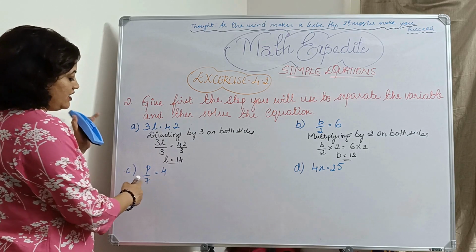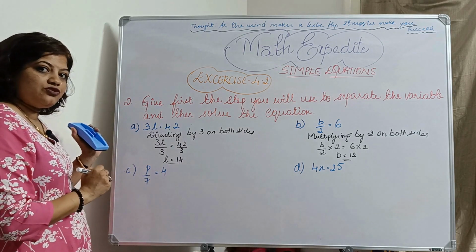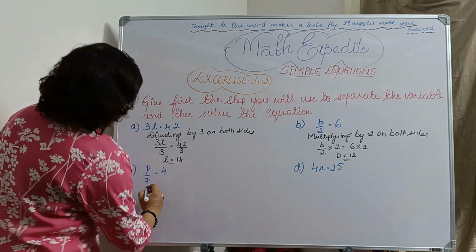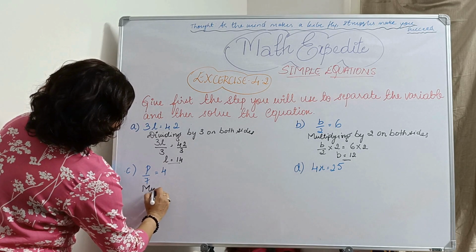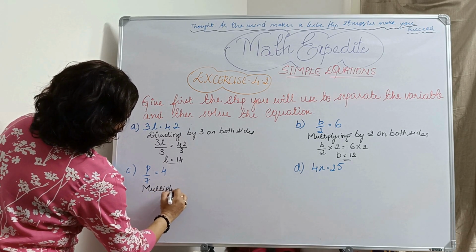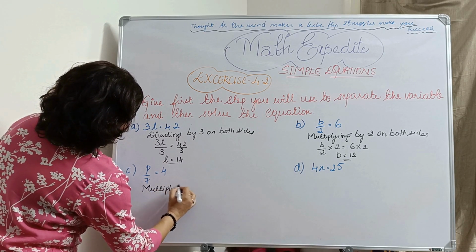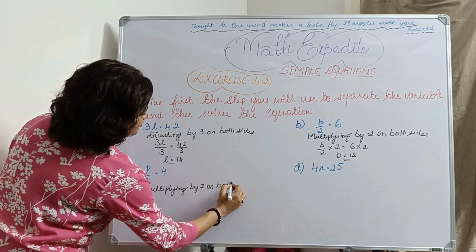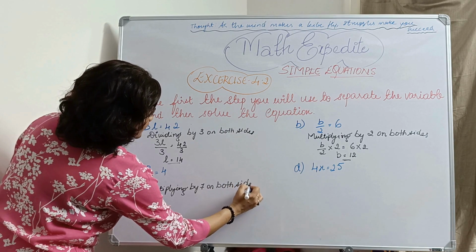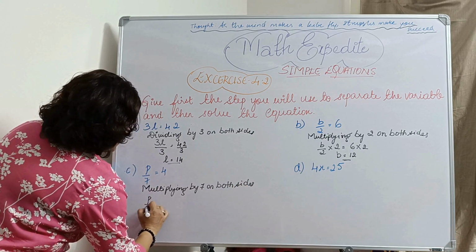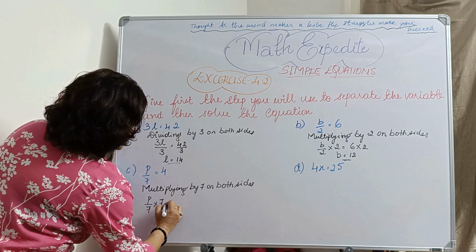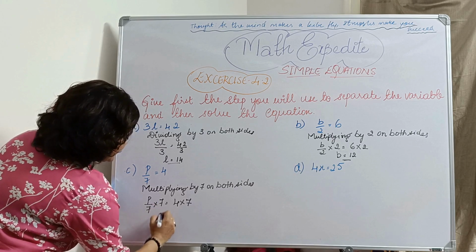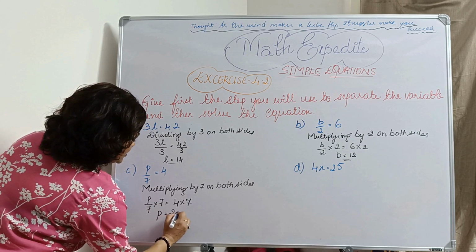See, p by 7 equals 4. So you can guess what we are doing here. We are multiplying both the sides by 7. So p by 7 into 7 equals 4 into 7. So 7 cancels, p equals 28.